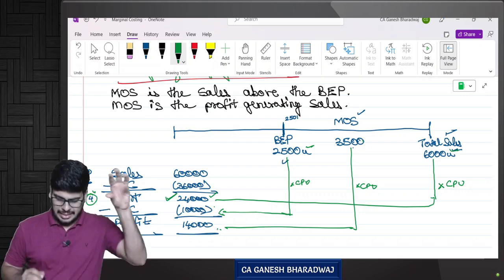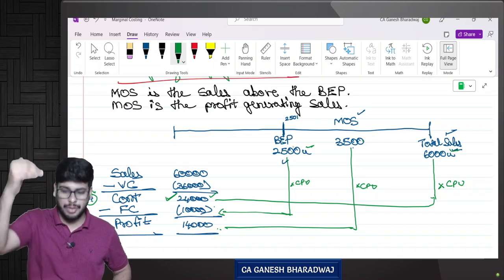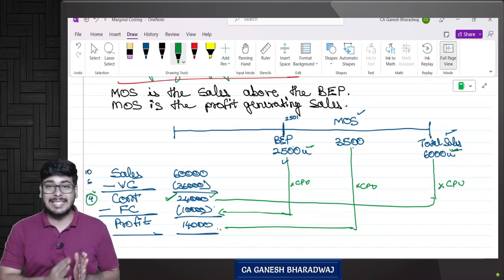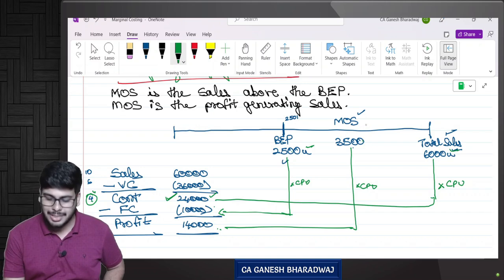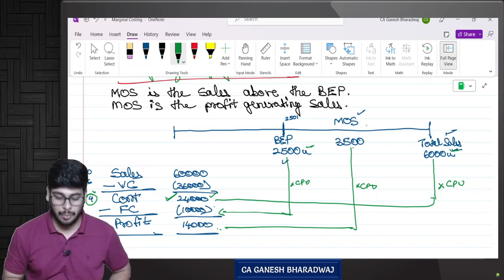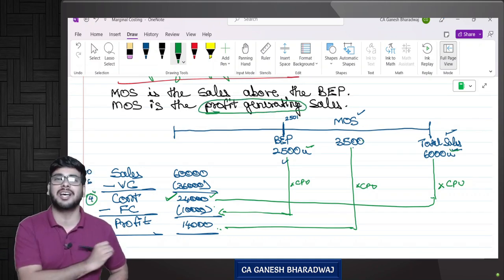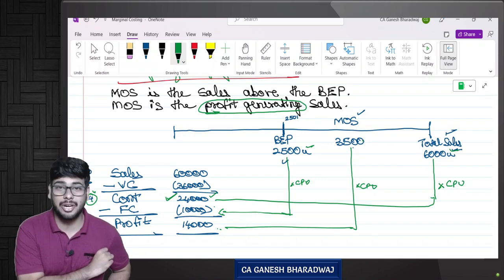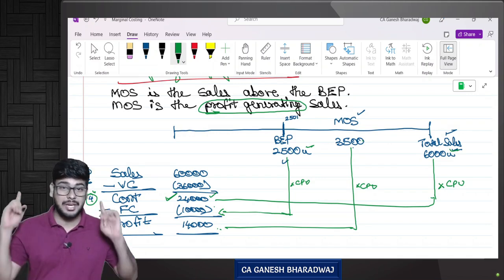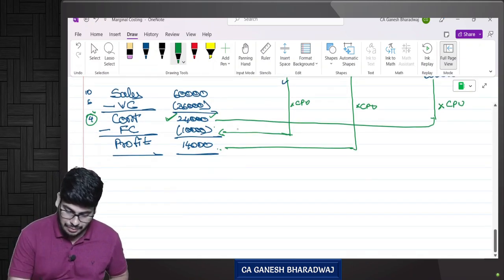Yes or no? First 10,000, how I got it: break-even number of units into contribution per unit. Correct. Then how I got my profit? Margin of safety units into contribution per unit. Now you understand. This is why I said margin of safety is the profit generating sales. Are you clear with this? Very important. So now can you tell me what is the margin of safety formula?